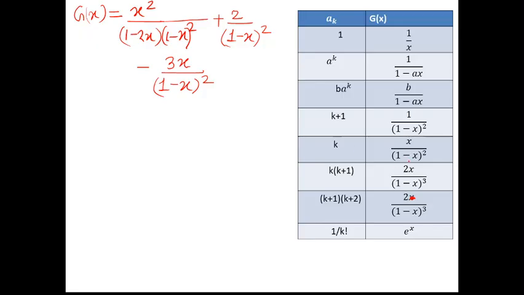As per this table, what is it? 1 minus x whole square. So as per this table, this is nothing but k plus 1, that is n plus 1. In place of k we have n plus 1, and 2 being a constant, it stays as it is. Again, see this formula. It is x upon 1 minus x whole square. So as per this, it will come out to be n here. So for the second and third term, we have the formula in the list.